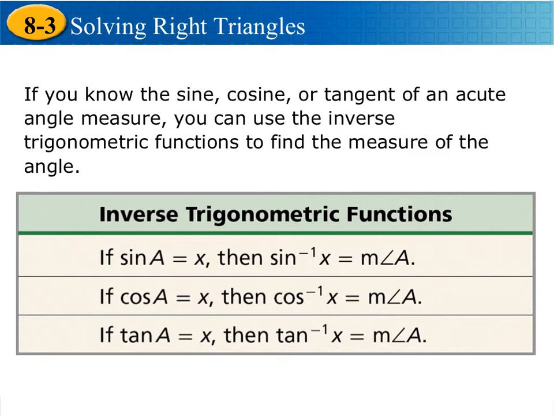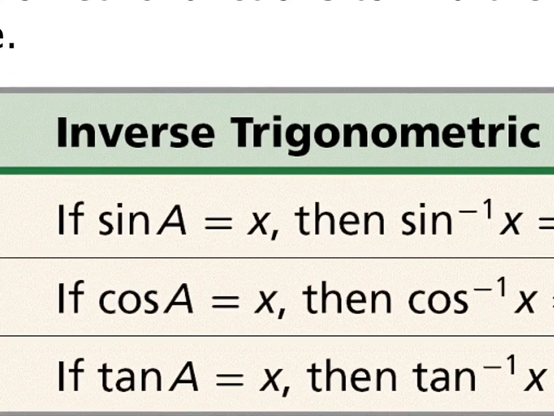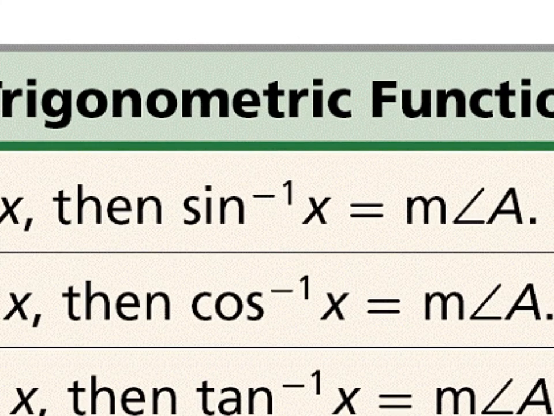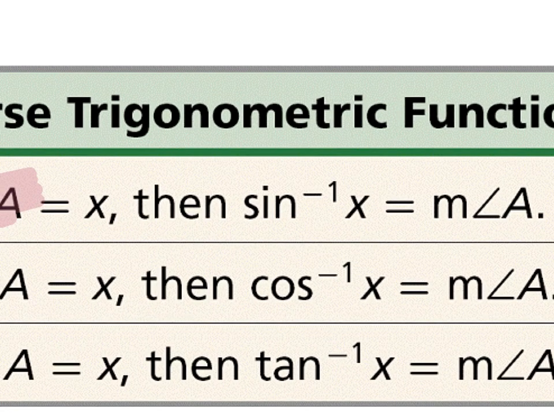If you know the sine, cosine, or tangent of an acute angle measure, you can use the inverse trigonometric functions to find the measure of the angle. So before, what we were doing is taking the sine of an angle, and that's equal to some fraction of the side over the side. So we were always taking the sine of an angle. Now we're going to do the sine of that fraction is going to be equal to the angle.